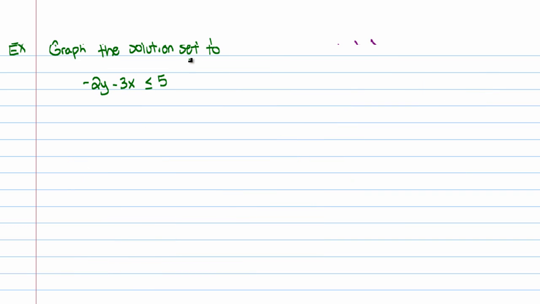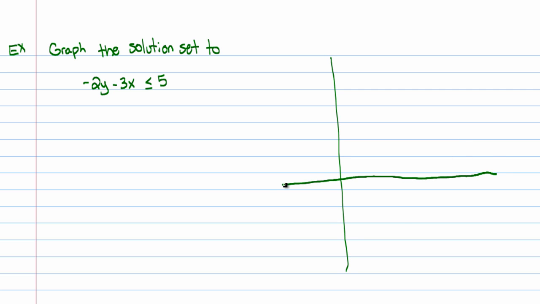So let's go ahead and try another one here. Let's graph the solution set to the inequality negative 2y minus 3x is less than or equal to 5. The first thing I'm going to do is draw a set of axes and graph the line first. So here's my x-axis, here's my y-axis. And the easiest way, if somebody hands it to me in this form, is just to find the intercepts.